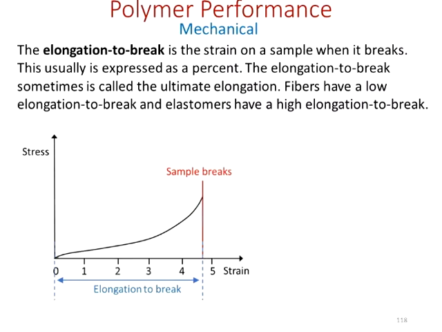Fibers have a low elongation to break, and elastomers have a high elongation to break. In other words, fibers are designed not to stretch. They do have an elongation, but it's very, very small. Elastomers, on the other hand, are designed to stretch, but some elastomers are designed to have less stretch than others. So you want to keep that in mind.